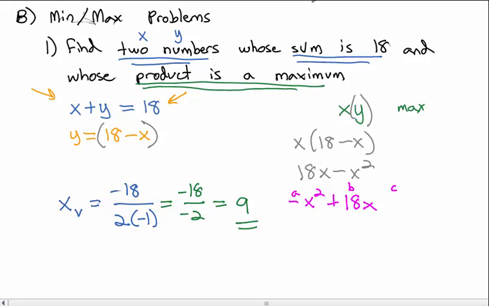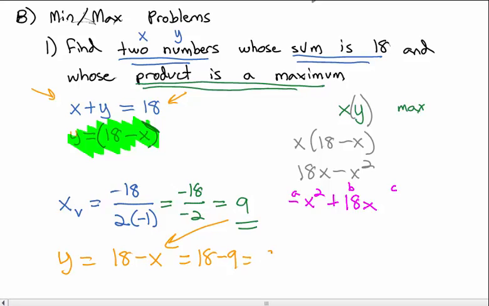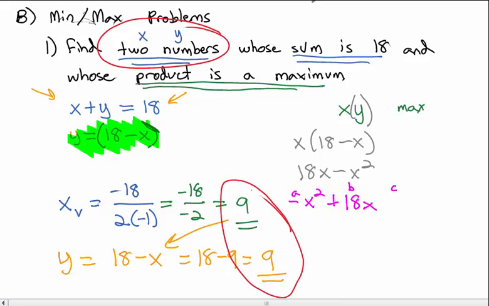So we found the first number now. The second number we can get by going back to that y equals equation. Y equals 18 minus x. And so we'll do that. Plugging 9 in, 18 minus 9 equals 9. So the 2 numbers whose sum is 18 and whose product is a maximum are 9 and 9.